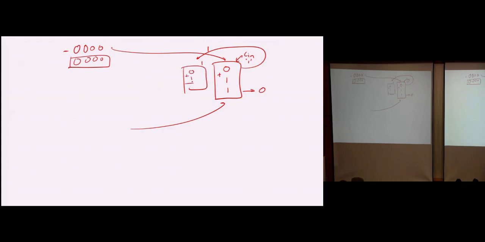0 plus 1 plus 1. What do you get? 0, carry over 1. So eventually what do you get? 0, 0, 0, 0, and then the output is a carry out 1. Then what happens to this carry over?